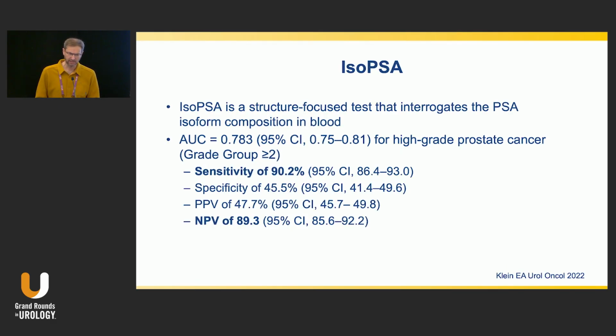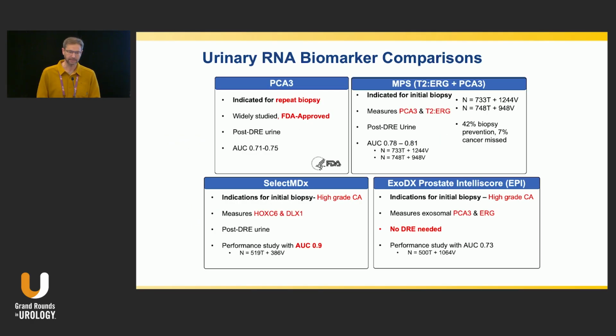And IsoPSA is a newer test. I've not used it myself. It's a structure-focused test that interrogates the PSA isoform composition in the blood, sort of all PSA. Anything PSA product, PSA being made, PSA being degraded, et cetera. And they got an AUC of about 0.78 for high-grade prostate cancer detection, sensitivity about 90%, and NPV about 89%. So those numbers were encouraging enough for them to forge ahead and promote this test. So those are the serum ones.